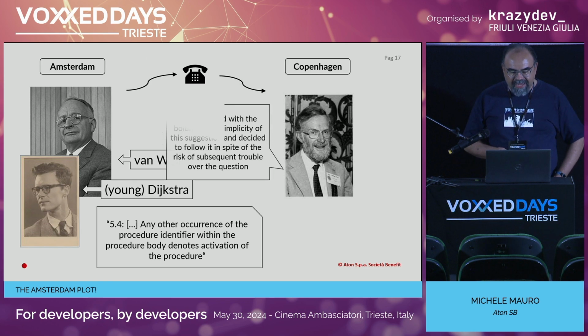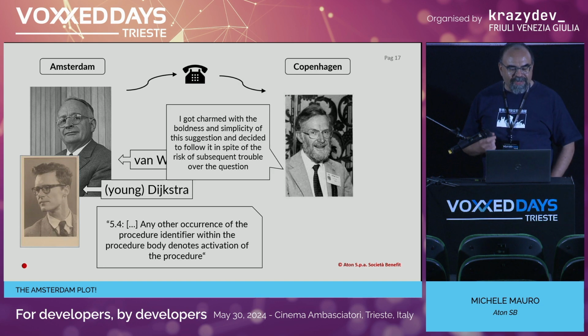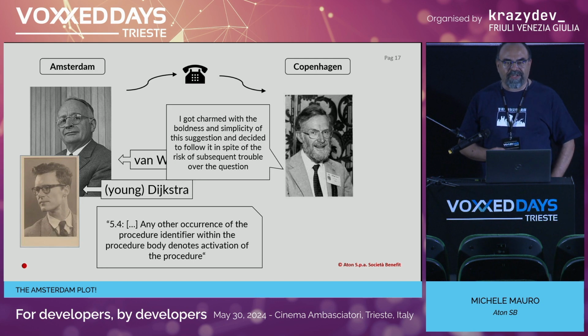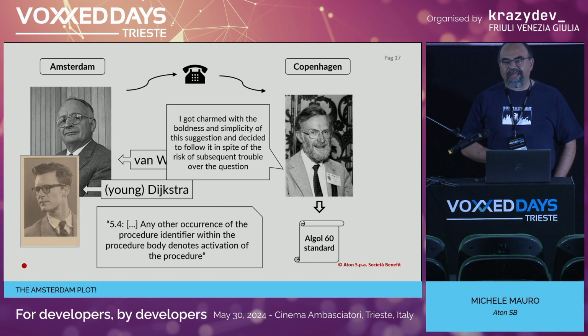Instead, he said, I got charmed with the boldness and simplicity of this suggestion, and decided to follow it in spite of the risk of subsequent trouble over the question. And so, he changed the approved standard and inserted this small change. Of course, this change added recursion to the ALGOL 60 language.